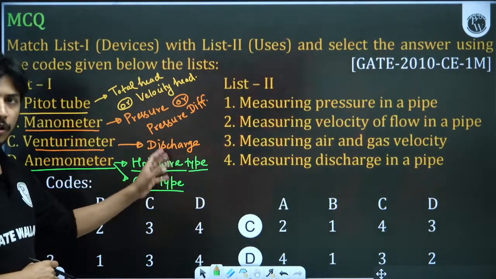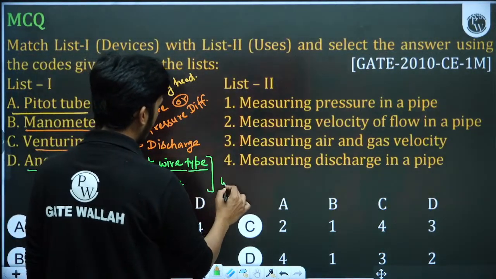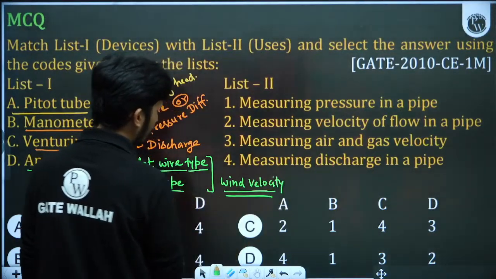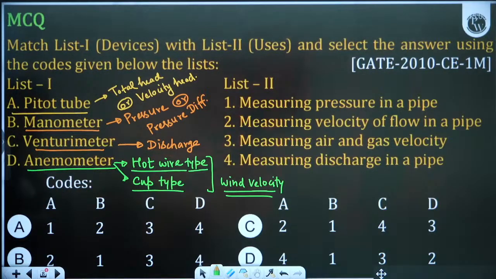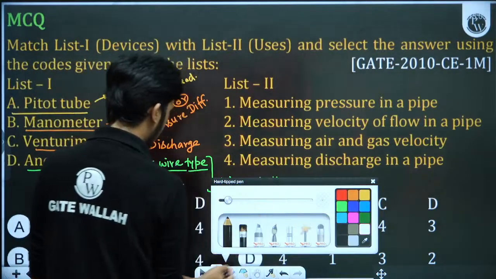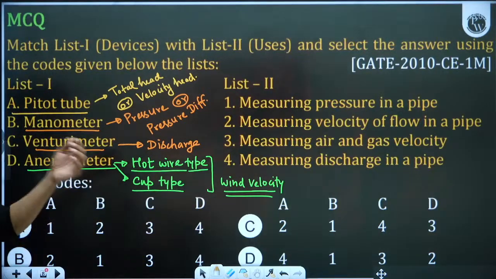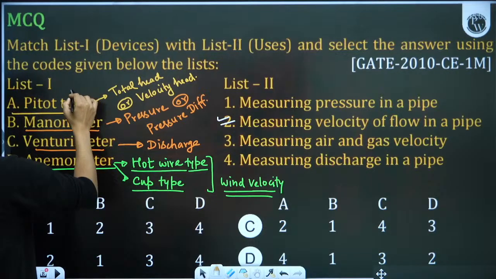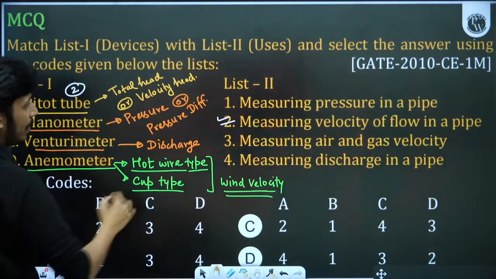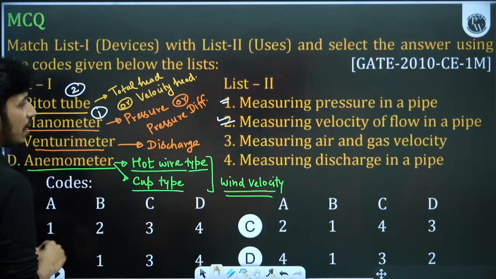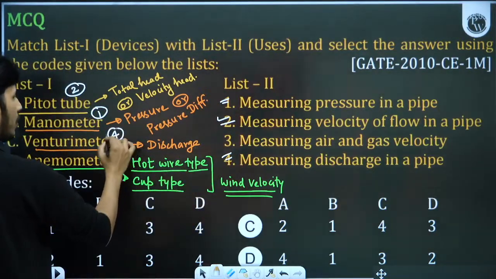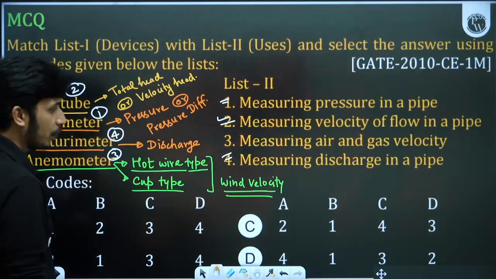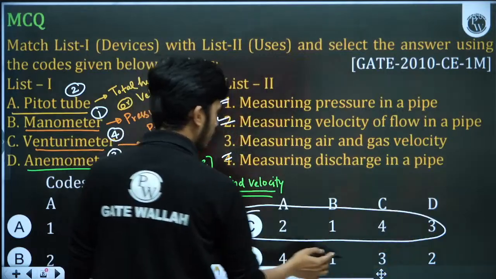So these two, both are measuring what? Both are measuring wind velocity. Now we can connect this with 1, 2, 3, 4. Pitot tube will be measuring the velocity of flow in a pipe or total head, so velocity is the answer, this is A, 2. Then manometer will be measuring the pressure in the pipe, 1. Venturimeter will measure the discharge in the pipe, 4. And the remaining is 3, air and gas velocities or wind velocities. So 2, 1, 4, 3. It is given in C part, C part is the correct answer.